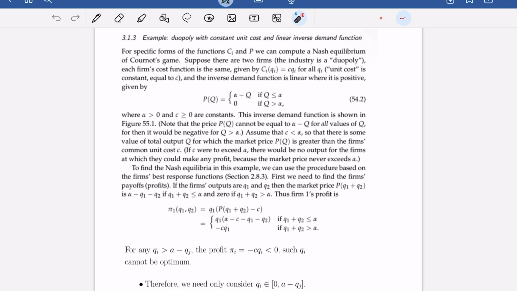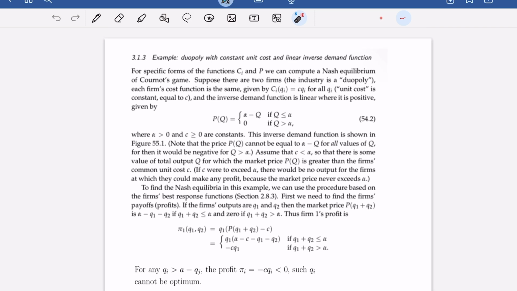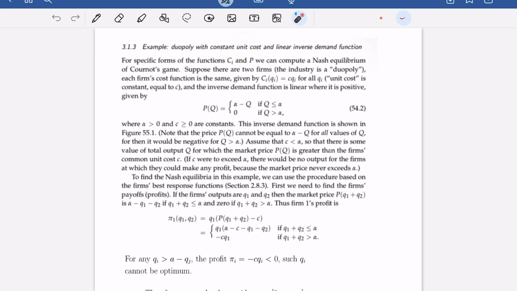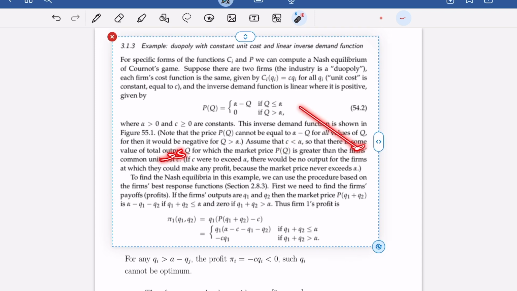Now we simplify the example where we have a constant unit cost and the demand function is a linear inverse function. The simplest type of linear inverse function is taking some alpha minus Q. For this function, we can assume that C is less than alpha, so that there is some positive value for Q.